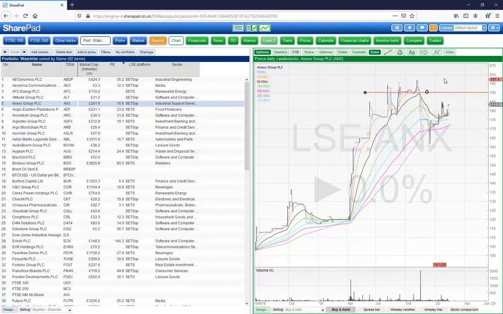It's not £5 a trade, but it can be helpful if you want to get in or out very quickly.